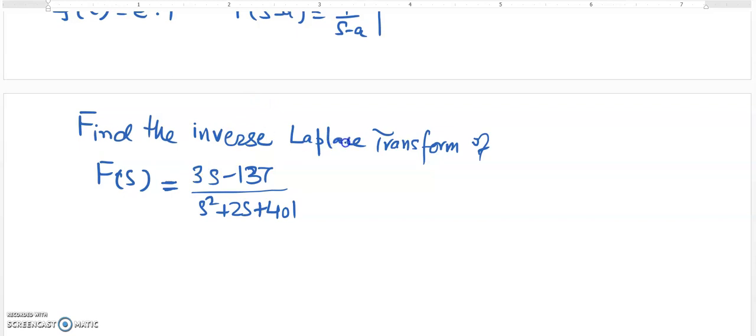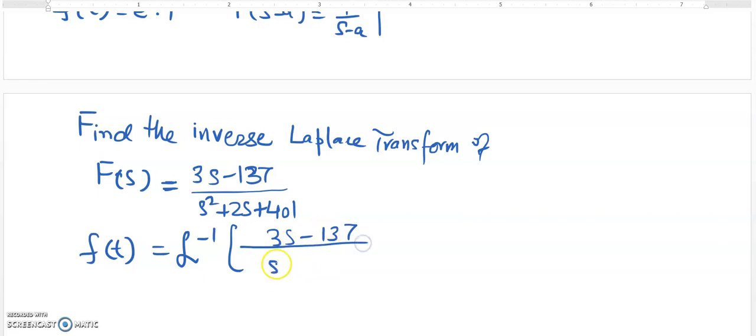Inverse means, for example, when we do the Laplace transform, what does it do? The Laplace transform transfers a function of t into a function of s. So when we take the inverse, we go from a function of s to a function of t. So we have to find the function of t. That will be the Laplace inverse of this function, (3s minus 137) over (s square plus 2s plus 401).